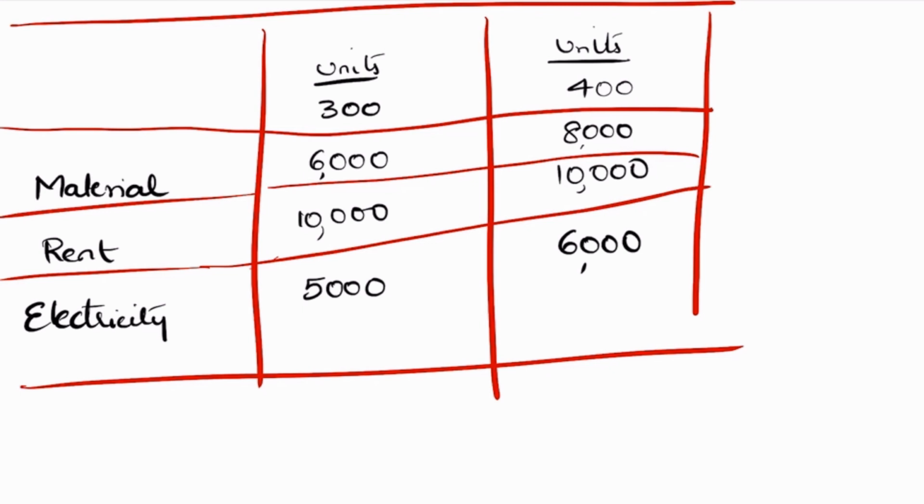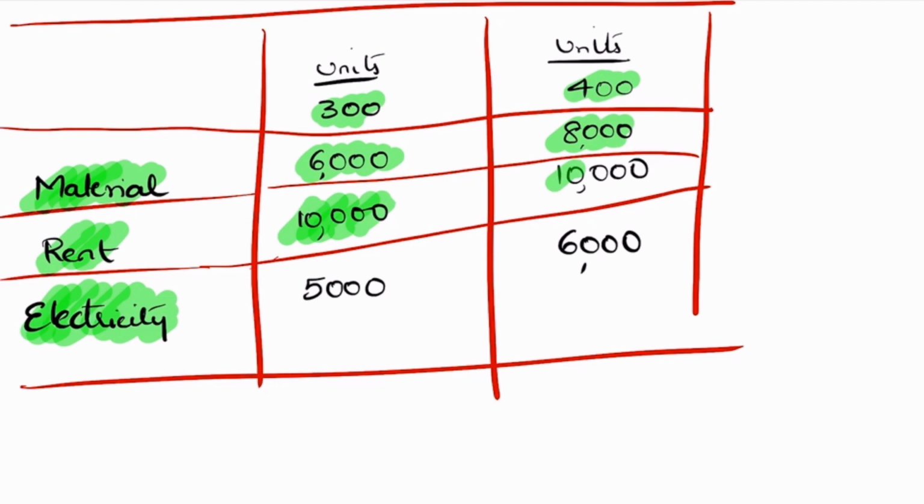Now let's look into this example of what I'm trying to say regarding classification of a cost. I've given an example where I've taken the cost for 300 units and 400 units. I have costs of three categories: material, rent, and electricity. Material is 6,000 for 300 units and 8,000 for 400 units. Rent is 10,000 for 300 and 10,000 for 400. Electricity is 5,000 and 6,000 for 300 and 400 units respectively.